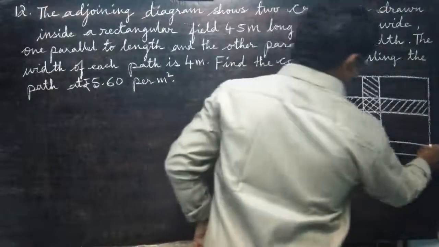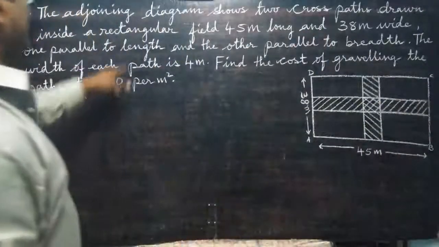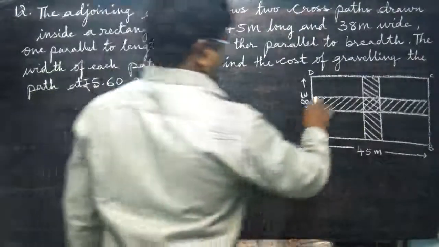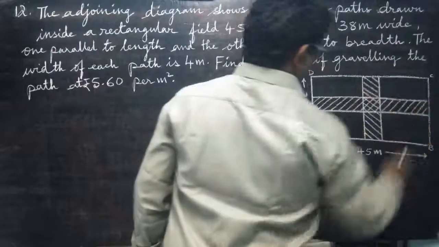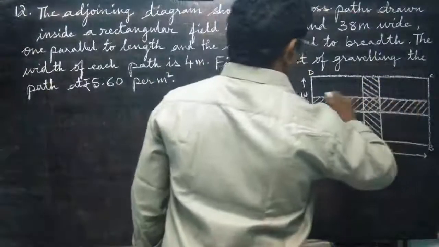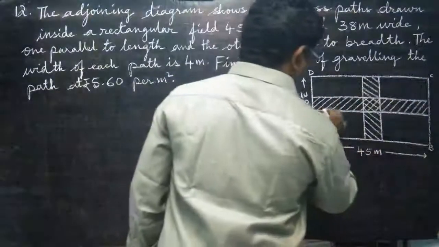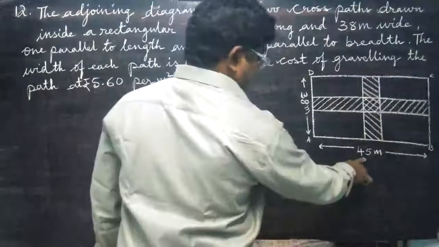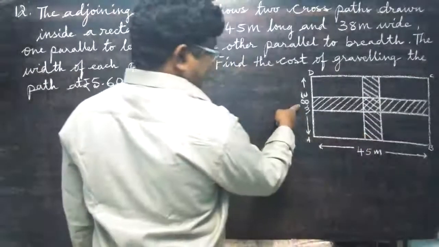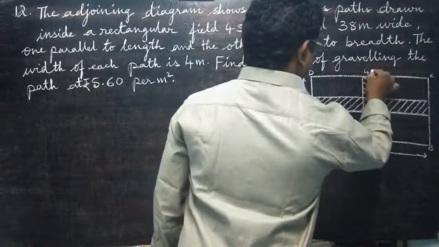ABCD is a rectangular field. In this field there are two paths. One is in the horizontal direction, one is in the vertical direction. These are cross paths, they are crossing each other. The horizontal length of the path is 45 meters and the vertical path is 38 meters and the width of the path is 4 meters.